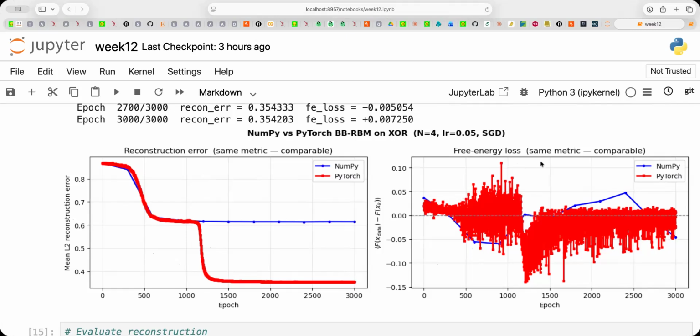This is the free energy loss. And in NumPy, with my NumPy calculation here, I actually have roughly more or less the same fluctuations. But you see now it should be 0, but it's fluctuating around 0. In this specific case, I'm running with a learning rate of 0.05 stochastic gradient descent, and I have 4 hidden nodes. So you can obviously increase the number of hidden nodes if you want to.